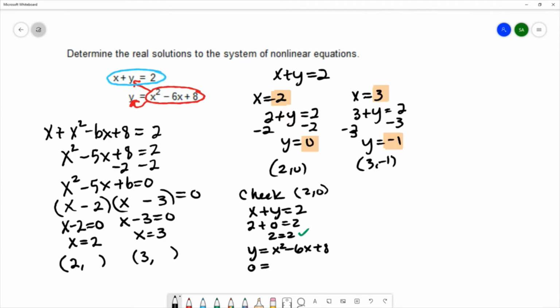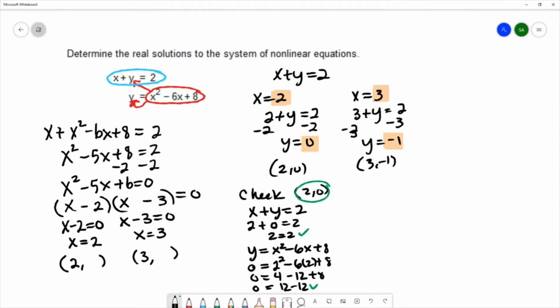And for the second equation, that's y equals x squared minus 6x plus 8. Substitute in the ordered pair 2, 0 would give me 2 squared minus 6 times 2 plus 8. 2 squared is 4, 6 times 2 is 12. 4 plus 8 is 12, and 12 minus 12 is 0, so that is true. So we do have a solution in that ordered pair 2, 0.